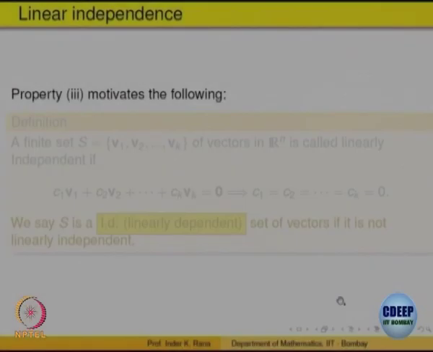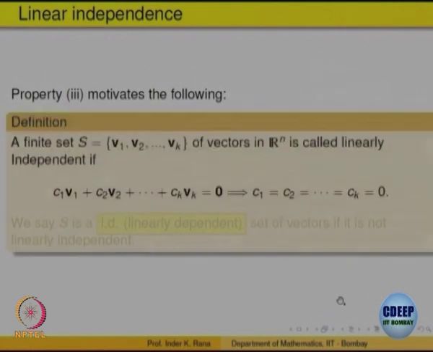What was property 3? That said every element has a representation and 0 has a unique representation. That unique representation property is an important one which will let us single it out. A set of vectors in Rn is called linearly independent. That property that 0 has a unique representation means: if sigma alpha_i v_i is 0, then each alpha_i must be 0. That property is called the linear independence of the vectors v1, v2, ..., vk.